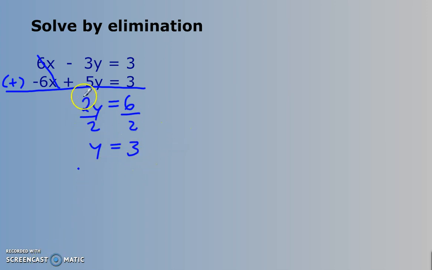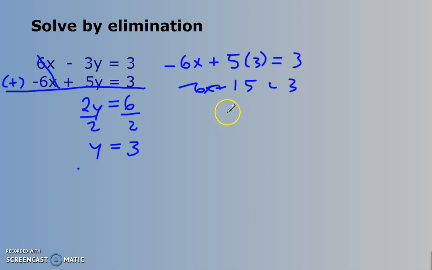Then take the 3, plug it into either one of these, so you get negative 6x plus 5 times 3 is equal to 3. So we have 15 there. Subtract 15 from each side.